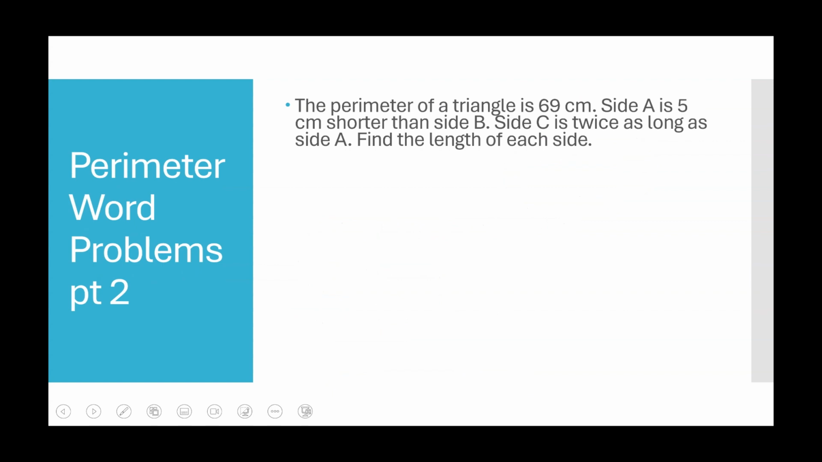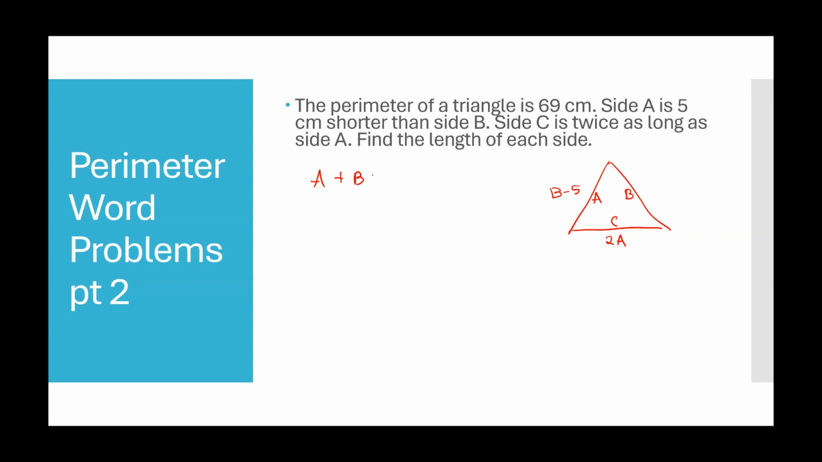All right, the perimeter of a triangle is 69 centimeters. And we've got side A, side B, and side C. Side A is 5 centimeters shorter than B, okay? It's the same as B, take away 5. Side C is twice as long as side A. Oh boy, it's the same as 2 times A. Find the length of each side.